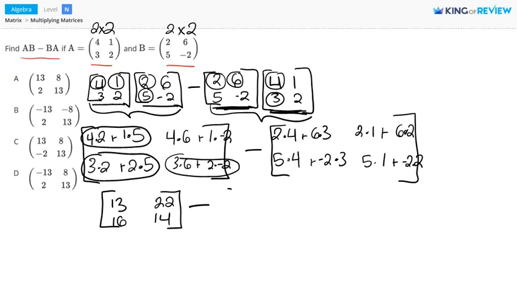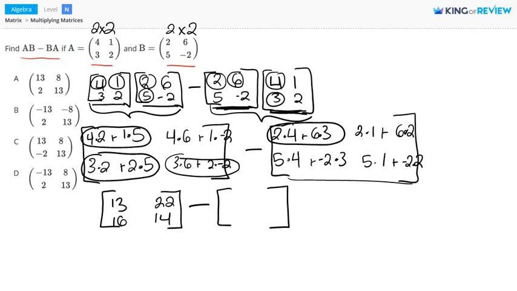And now we're going to subtract this second matrix here. We need to simplify these entries. So let's simplify this one first. 2 times 4 plus 6 times 3 gives us 26. For the next entry, when we simplify, we get 14. In the second column, we get 14, and the last entry is 1.